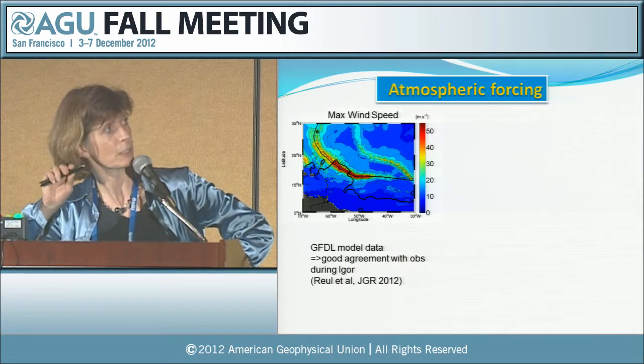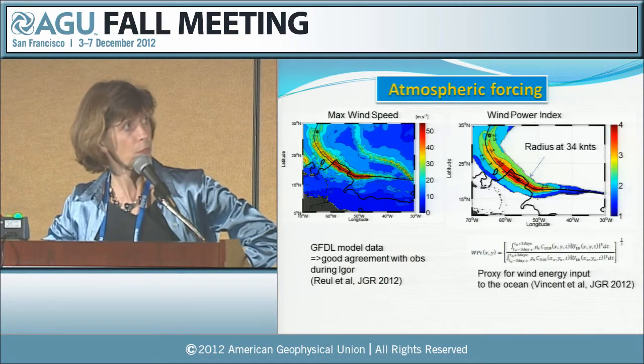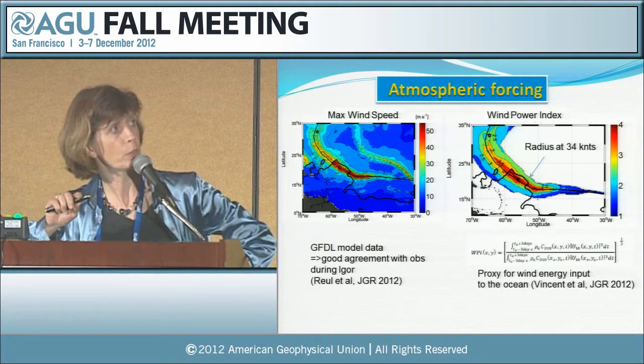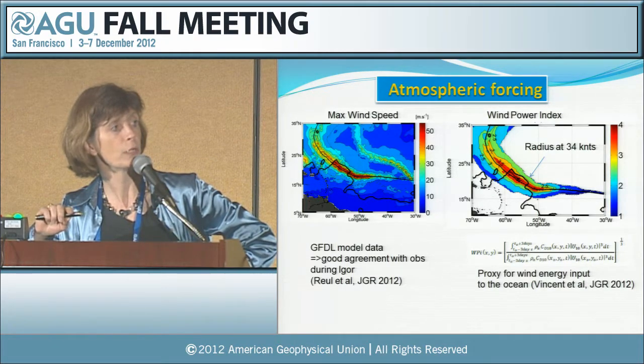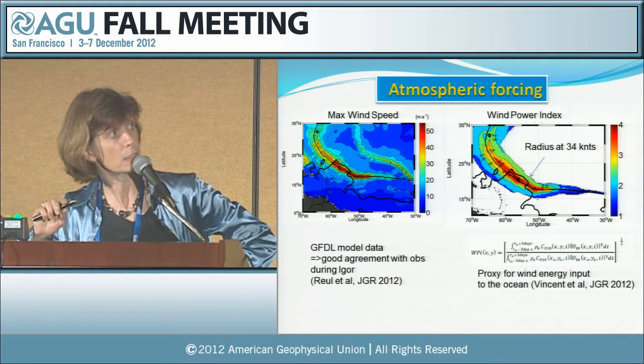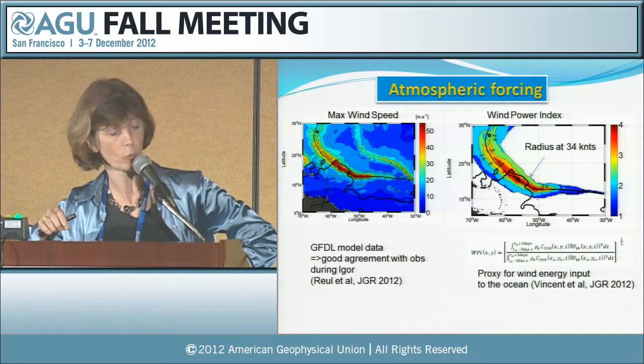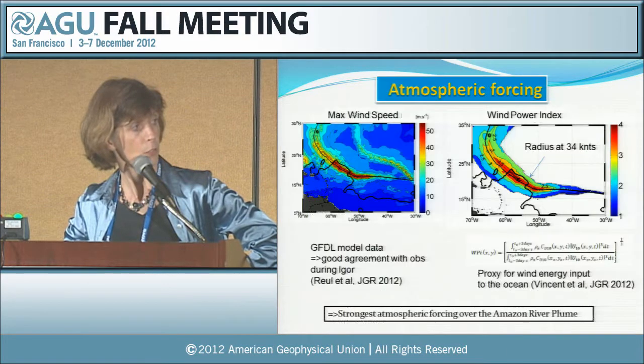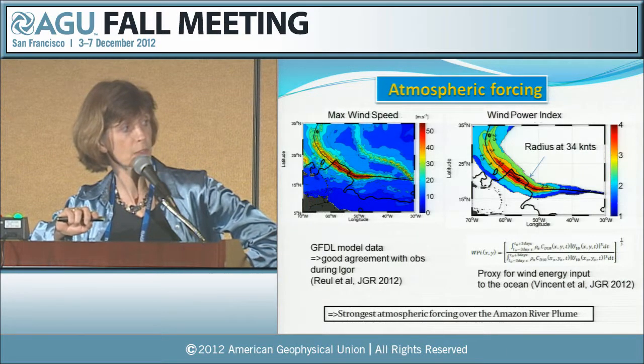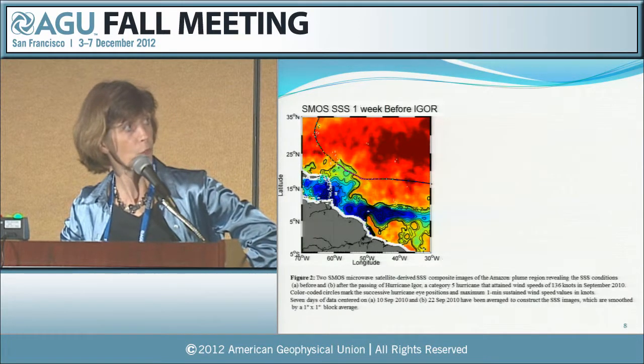From this, they compute a wind power index, as suggested by Emanuel, which is a proxy for the wind energy input to the ocean, and it is derived from an integral over time of the cube of the wind speed. You can see that this wind power index is maximum within the river plume. So there is the strongest atmospheric forcing over the river plume.